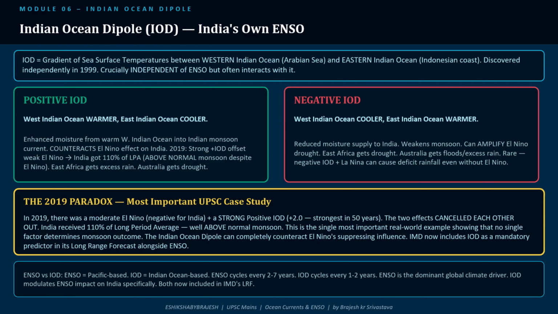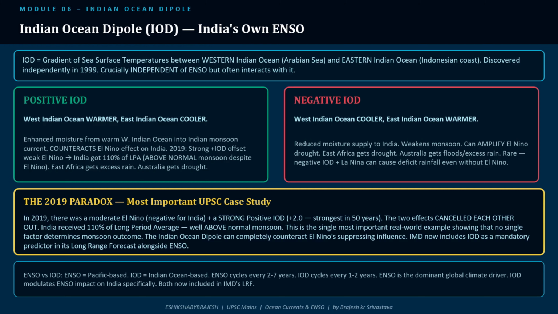Negative IOD: Western Indian Ocean cooler, Eastern Indian Ocean warmer. The cooler Arabian Sea provides less moisture to the monsoon. The monsoon weakens. Negative IOD can amplify the damage of an El Nino year, making a bad monsoon even worse.